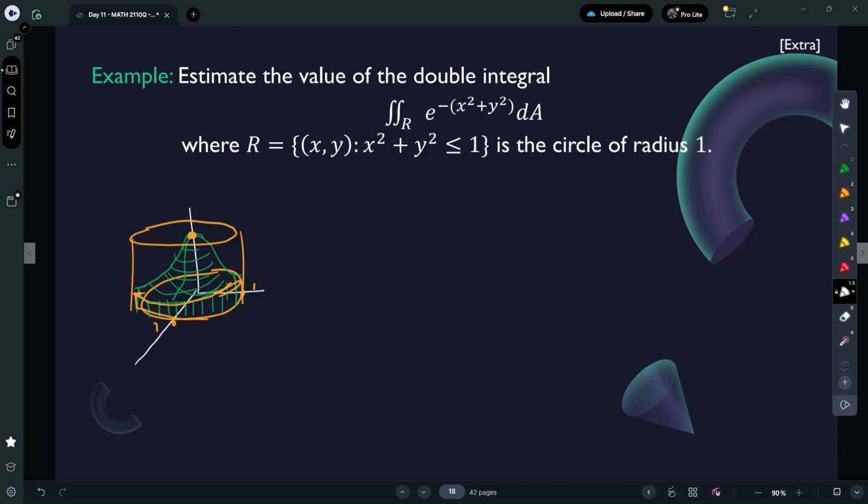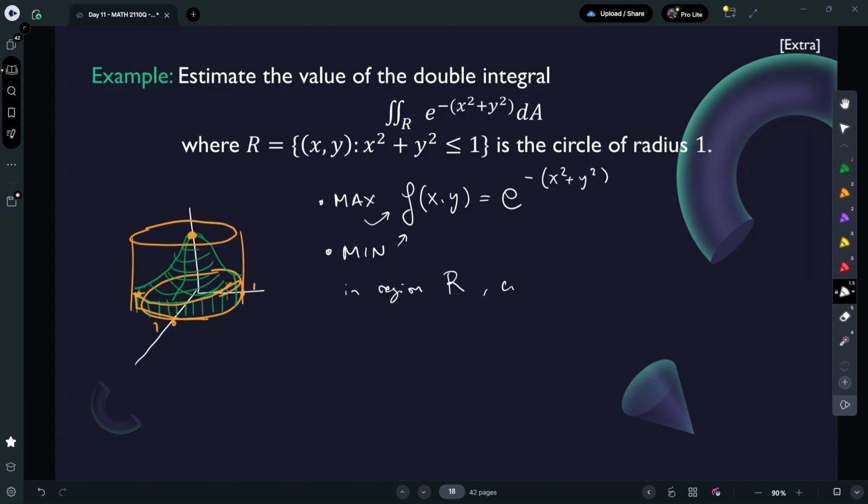So what I actually need is to know what is the maximum value of f of x y equals e to the minus x squared plus y squared, and also what is the minimum value of this function in the region R. So in the circle of radius 1. So in the circle, and this is the filled-in circle, so it is the entire region that is within the circle of radius 1.